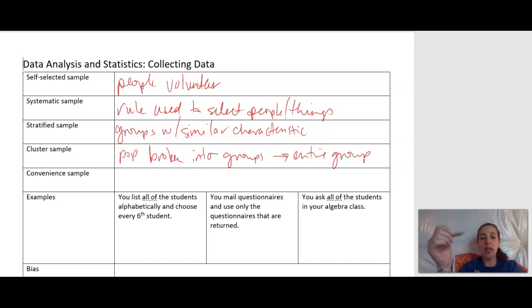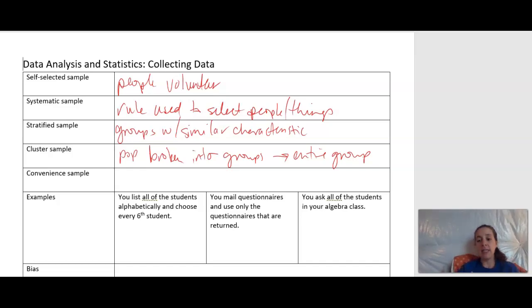Okay, so I want to go back up to stratified sample. Where the difference between those two comes in: in a cluster sample, once I separate everybody out, the whole group is selected. In a stratified sample, I set everybody into these groups, and then I pick a couple from this group, and a couple from this group, and a couple from this group, to even things out.